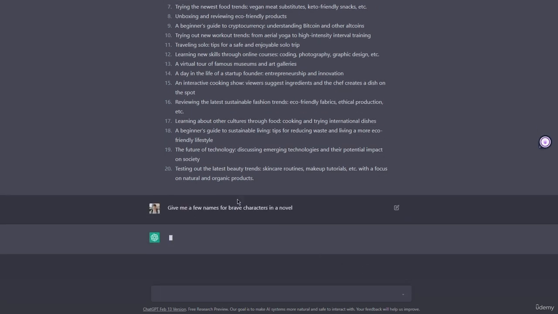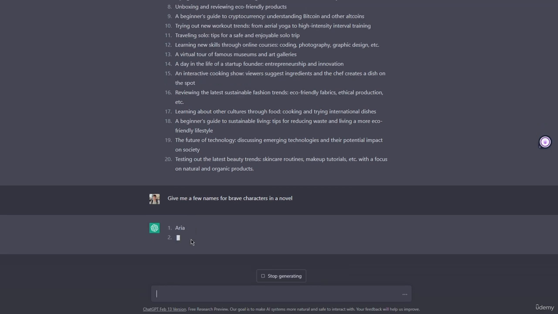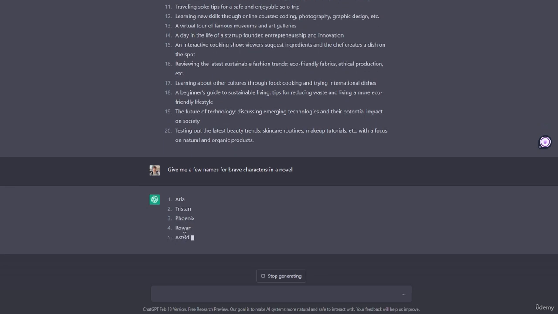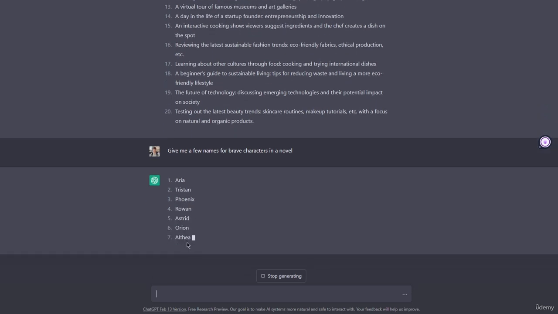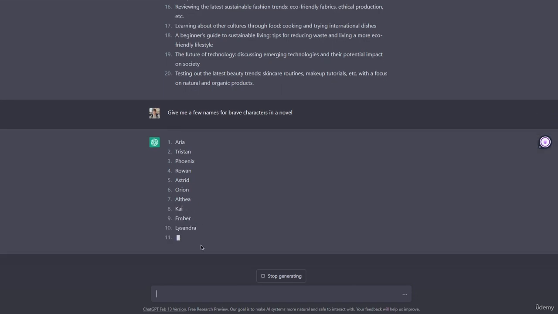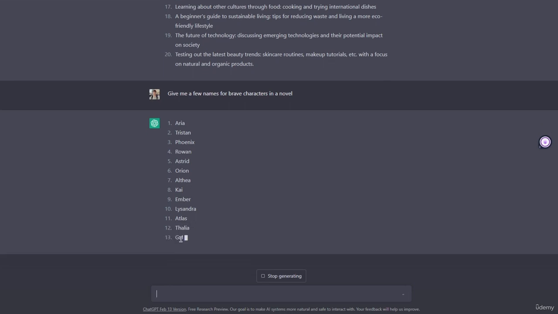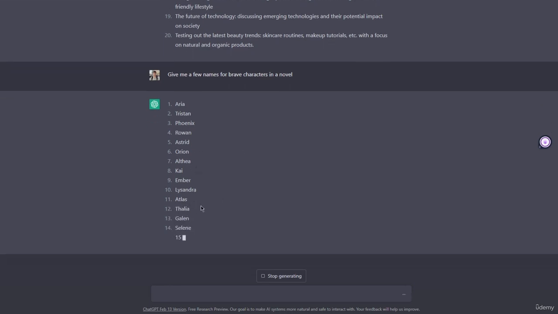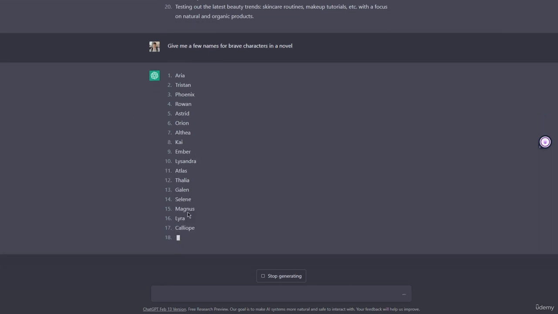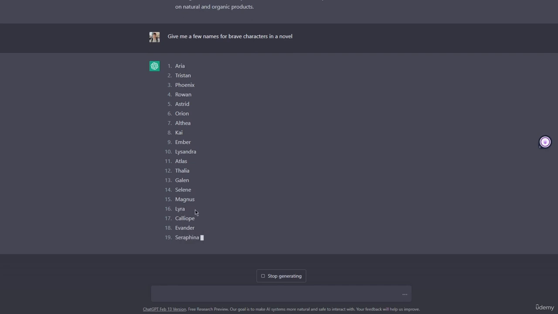So let's get the results. Let's see what the results will be. Arya, Tristan, wow, Phoenix, Rowan, Astrid, Orion, Altair, Kai, Ember, and Lysandra, Atlas, Talia, Gala. Well, as you can see here, we do get some interesting names, which could be used in a novel.